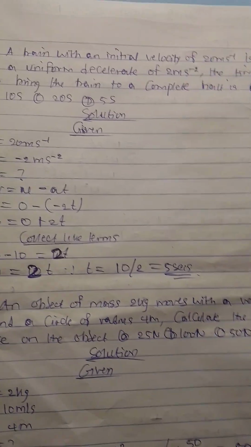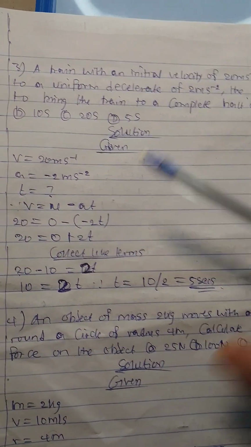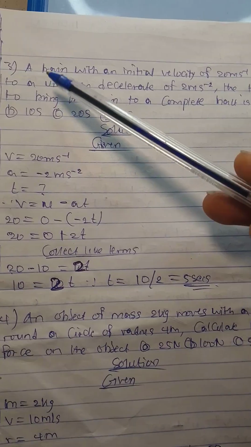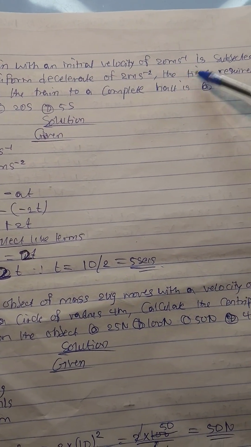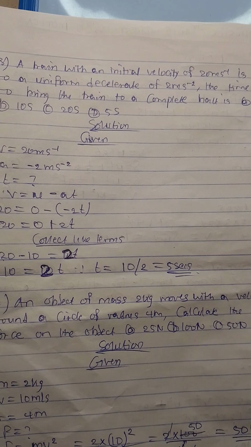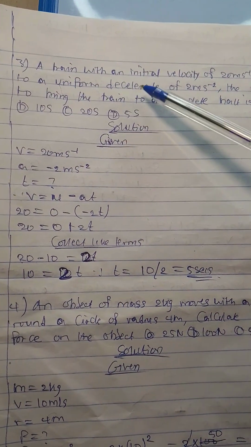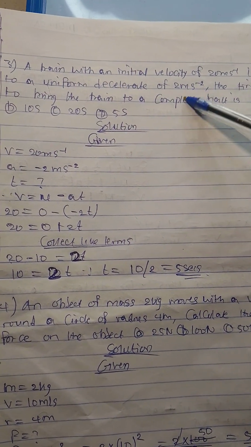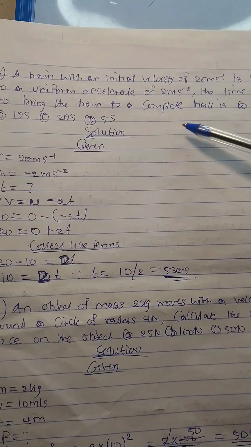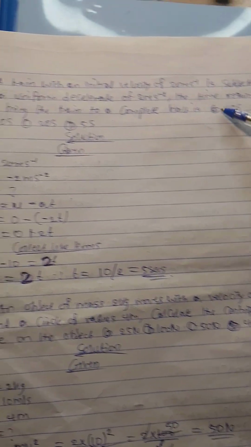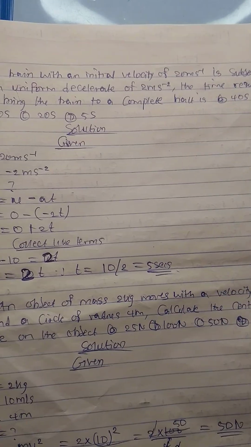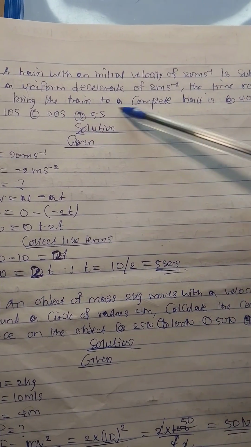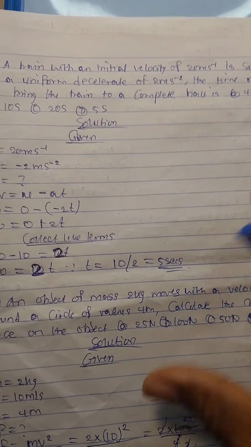Now the next question, which is question number 3, says that a train with an initial velocity of 20 meters per second is subjected to a uniform deceleration of 2 meters per second squared. The time required to bring the train to a complete halt is what? So in this question we have to find the time. So therefore let's solve.